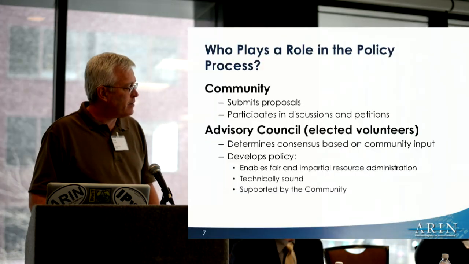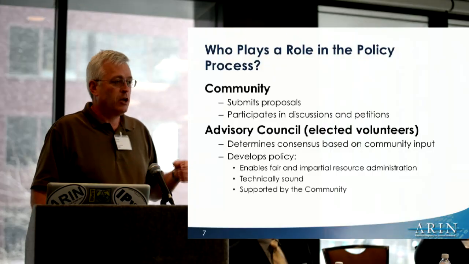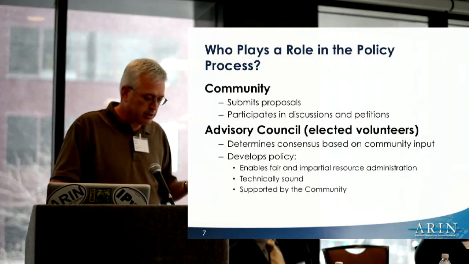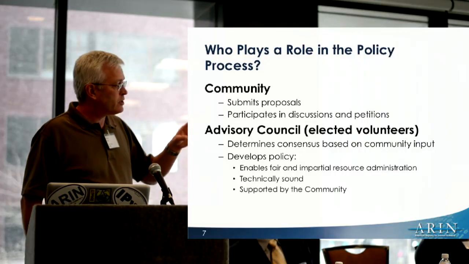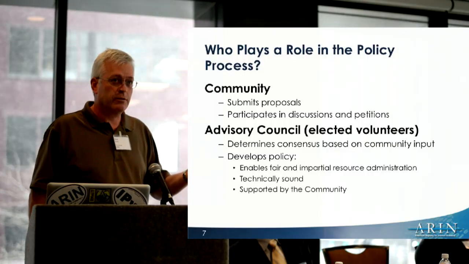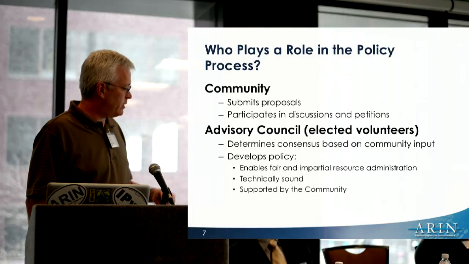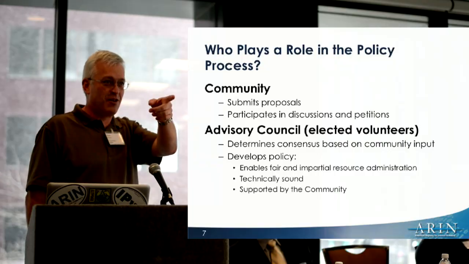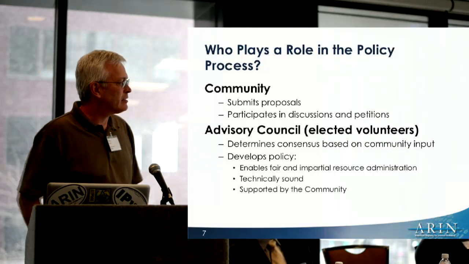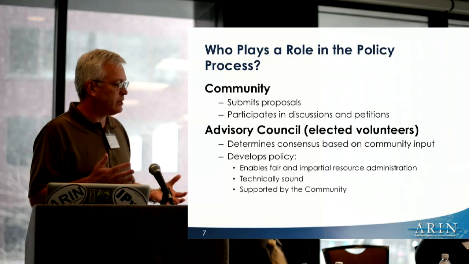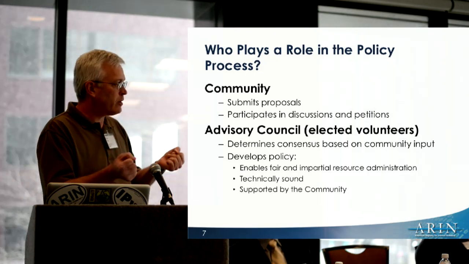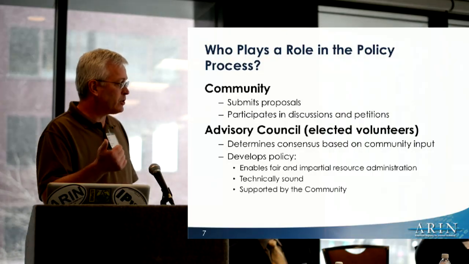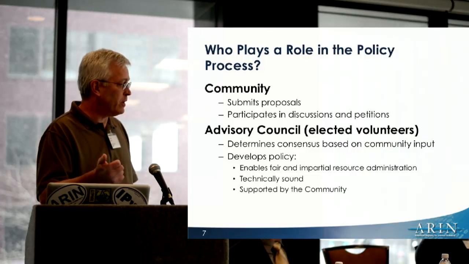So there are some identifiable roles in the policy process. The community submits proposals and does the bulk of the discussion. The discussion feeds into a body called the Advisory Council, which is a 15-member body. They're elected volunteers. We actually have 3 of them in the room today: Chris, Owen, and David Farmer in the back of the room. They're tasked by the process to take proposals, work with the author, and make sure they get a clear problem statement, and develop policy that is fair and impartial, technically sound, and supported by the community.